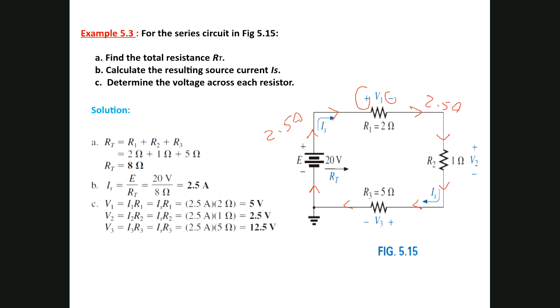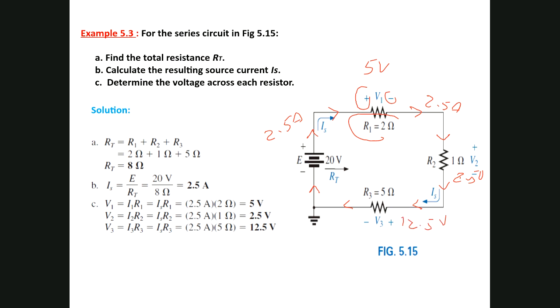The only thing you have to consider is the voltage drop across each load. So how much is the voltage drop here? You multiply 2.5 times 2, which is 5 volt. The 2.5 times 1 gives 2.5. The 2.5 times 5, which is 12.5.